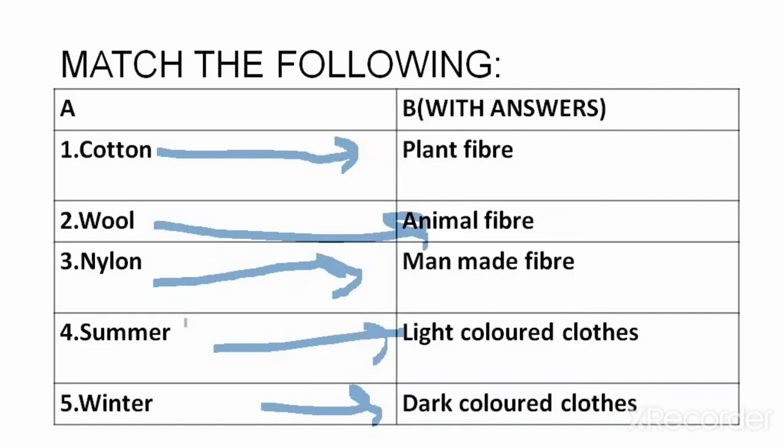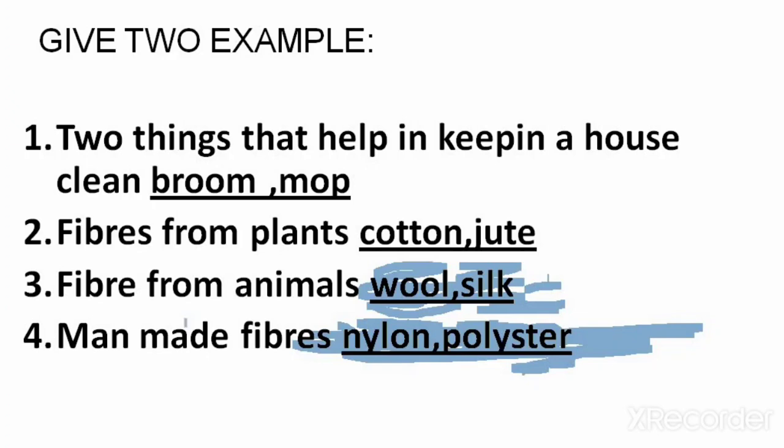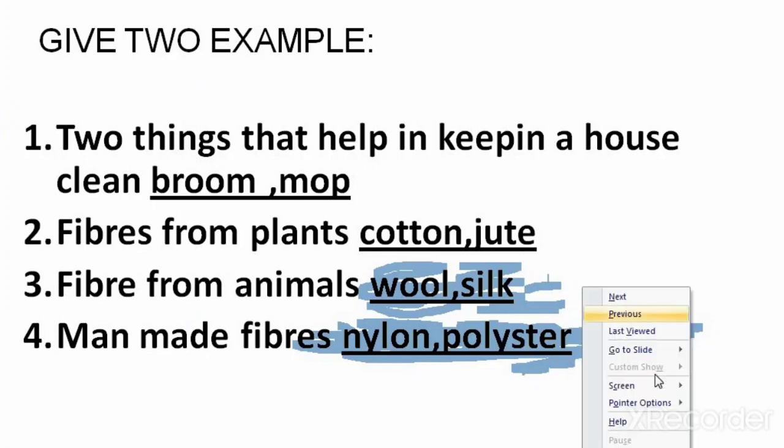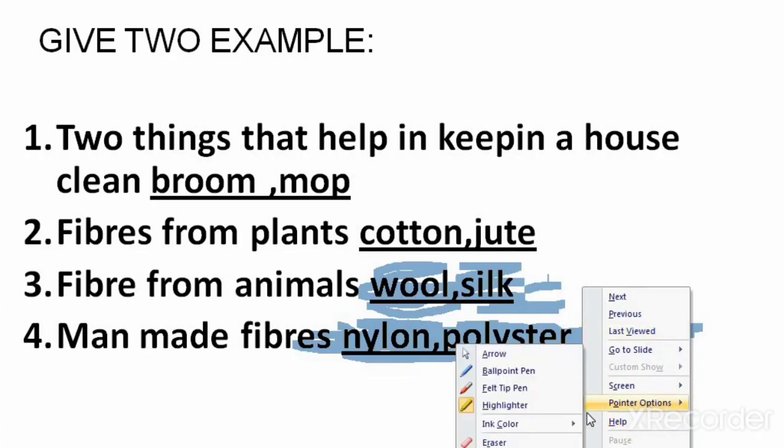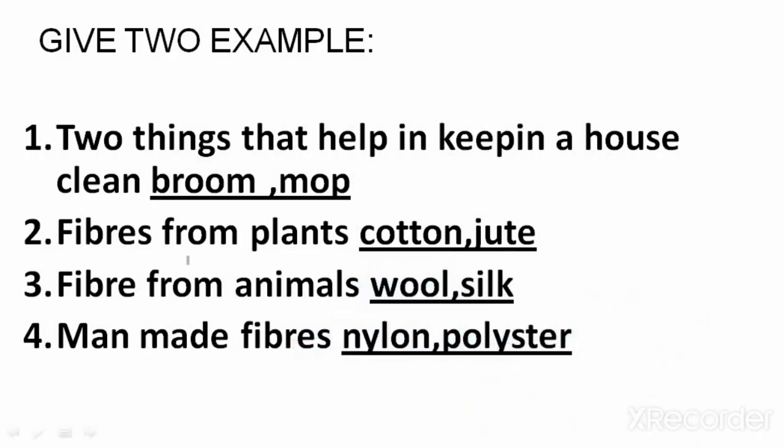Two things that help in keeping a house clean: broom, mop. Fibres from plants: cotton, jute. Fibres from animals: wool, silk. Man-made fibres: nylon, polyester.